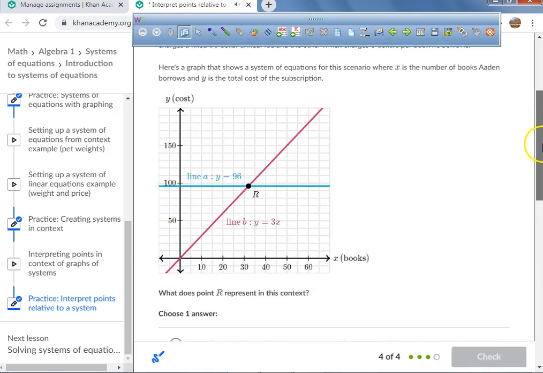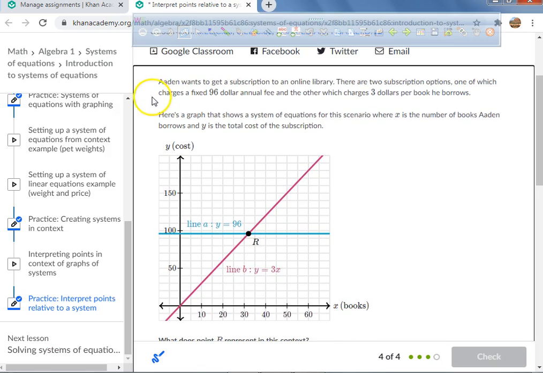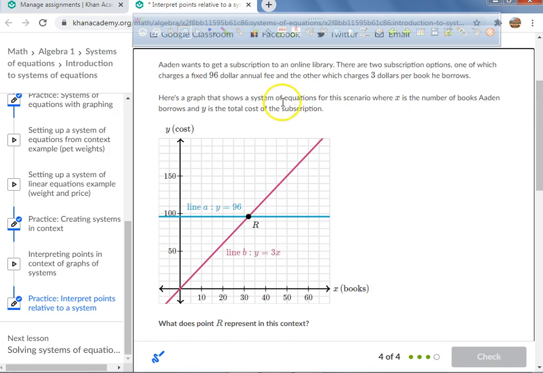All right. And the last one. All right. A. Aiden wants to get a subscription to an online library. There are two subscription options, one of which charges a fixed $96 annual fee, and the other which charges $3 per book that he borrows. All right? Here's a graph that shows the system of equations for this scenario. What does X represent? The number of books that he borrows, and Y represents the total cost of the subscription.